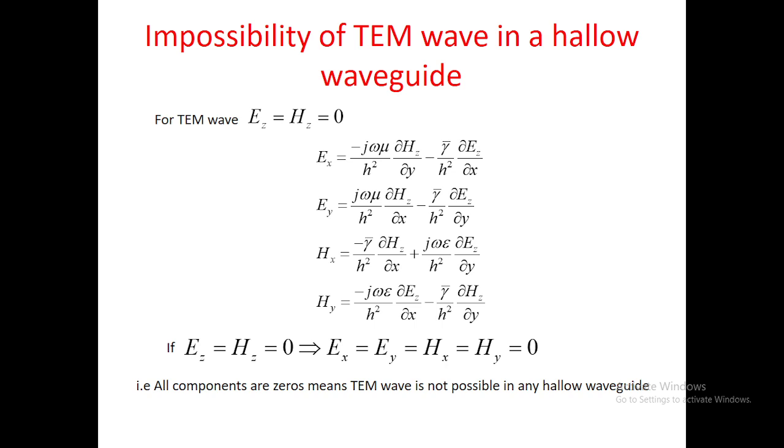Then, the impossibility of TEM wave in a hollow metallic structure. For TEM wave, the condition is Ez equal to Hz equal to 0. If Ez and Hz both are zero, then all the field components Ex, Ey, Hx, Hy are zero. That means TEM wave is not possible, not only in a rectangular waveguide but in any hollow waveguide.